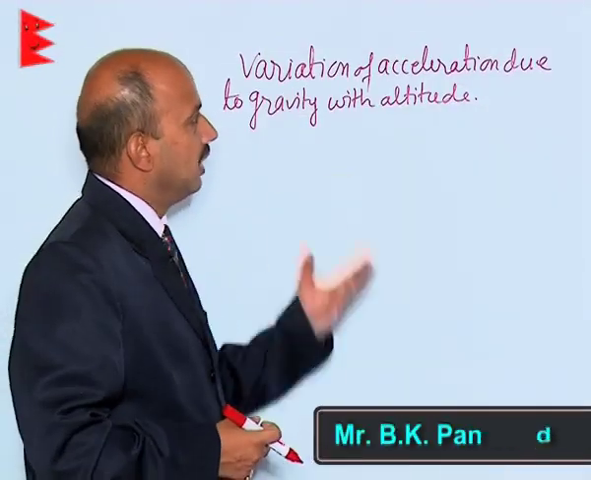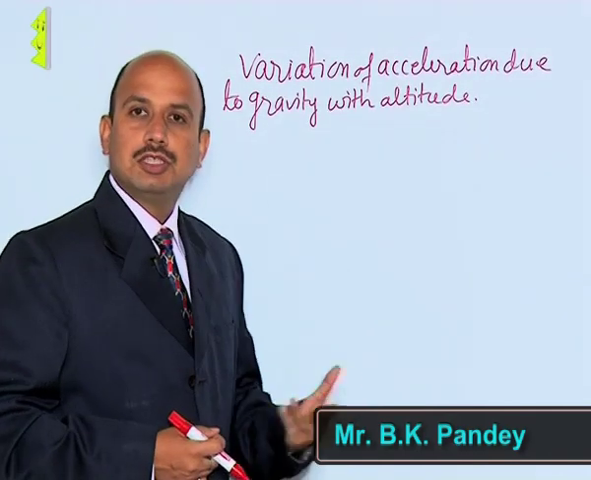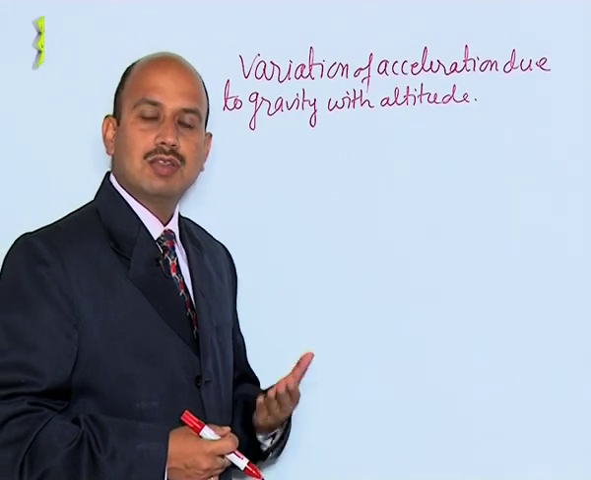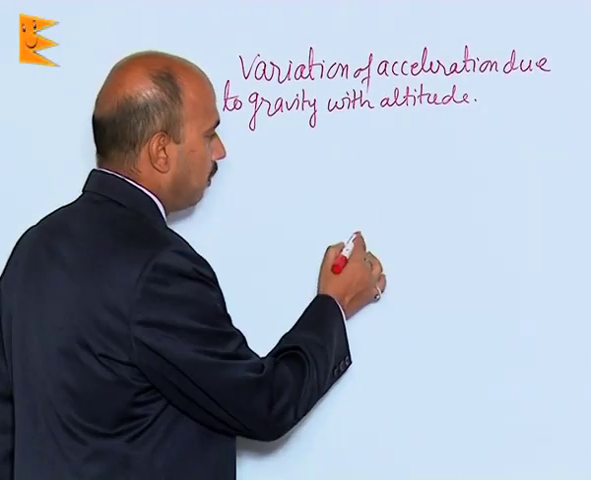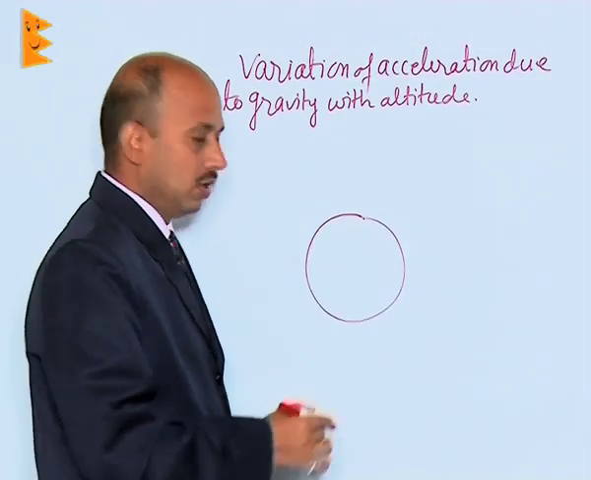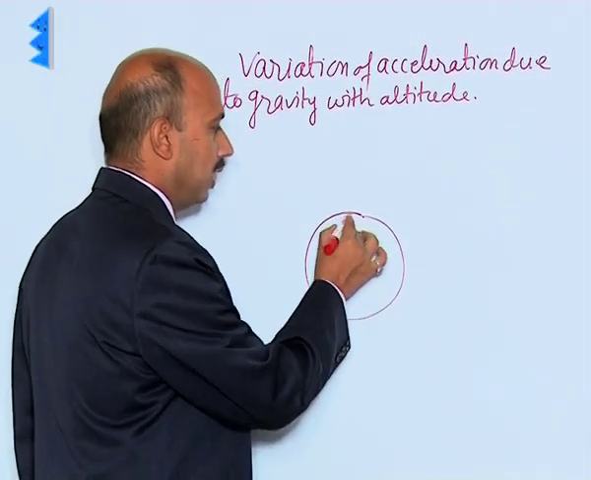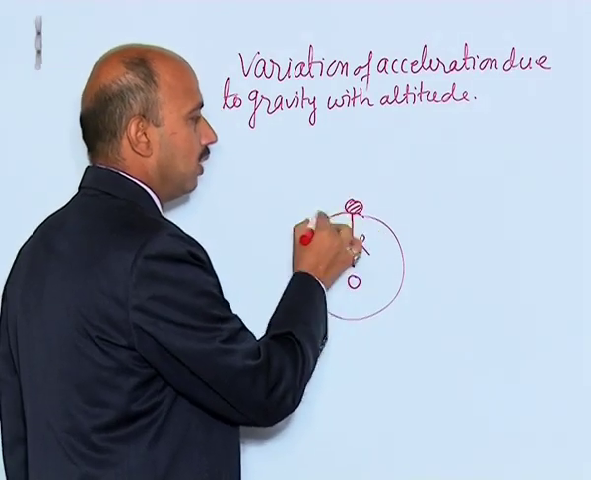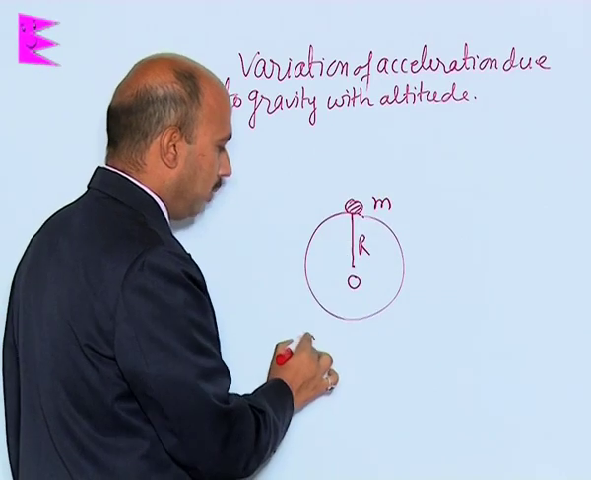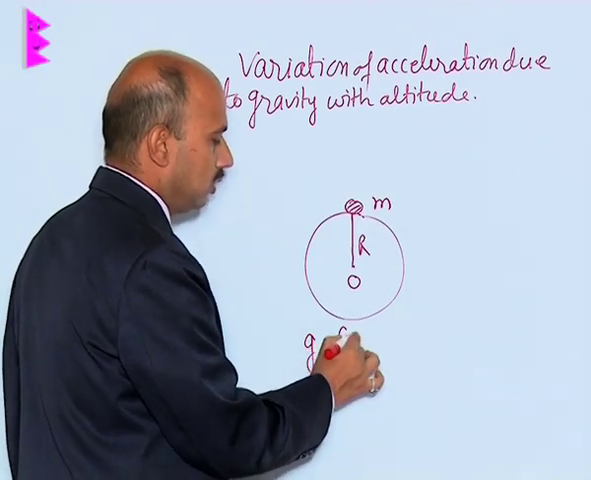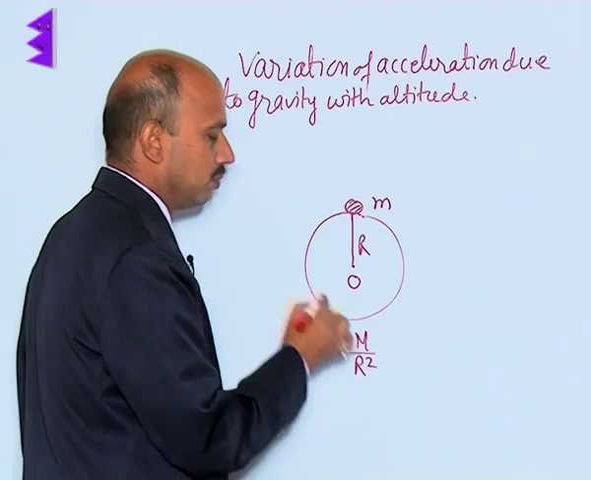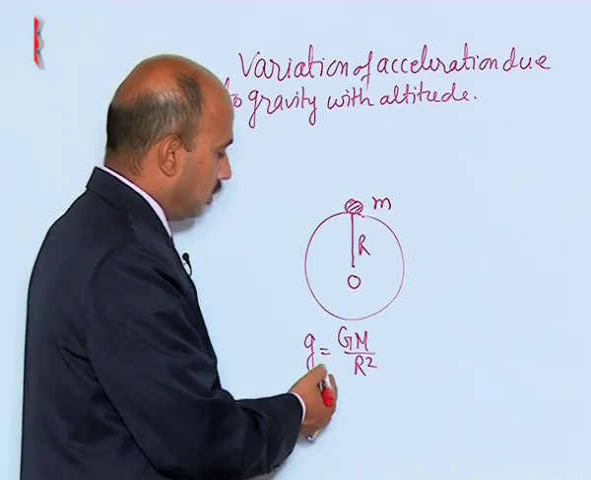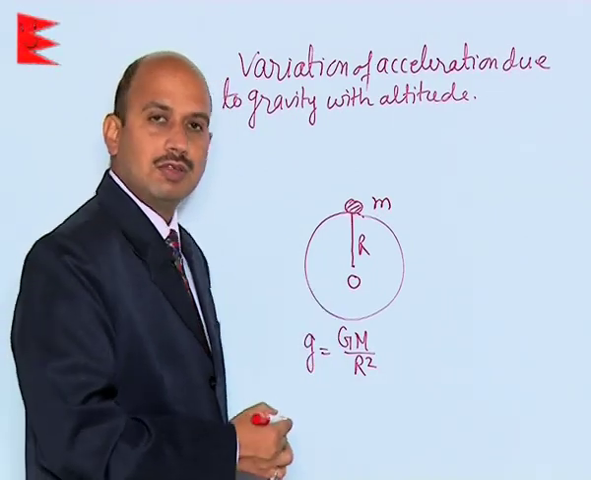Now see the variation of acceleration due to gravity with altitude. It means if you are going up from the surface of the earth, how does the value of acceleration due to gravity change? Suppose this is the earth, we have taken the center point O, and this is the radius of the earth. When the body of mass m is on the surface of the earth, we can write g is equal to GM upon r square. Here M is the mass of the earth, r is the radius of the earth, and g is the acceleration due to gravity on the surface.